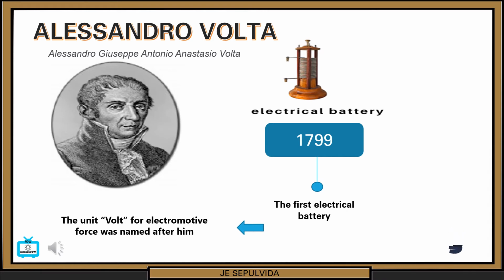In 1799, Alessandro Volta developed the first electrical battery. This battery, known as the voltaic cell, consisted of two plates of different metals immersed in a chemical solution. Volta's development of the first continuous and reproducible source of electrical current was an important step in the study of electromagnetism and in the development of electrical equipment. The unit volt for electromotive force was named after him.